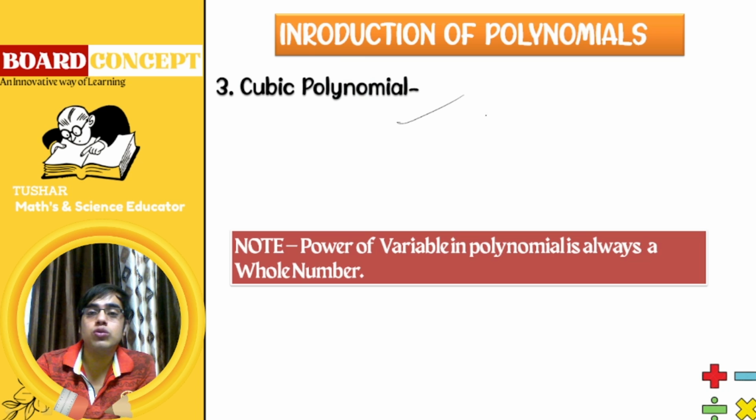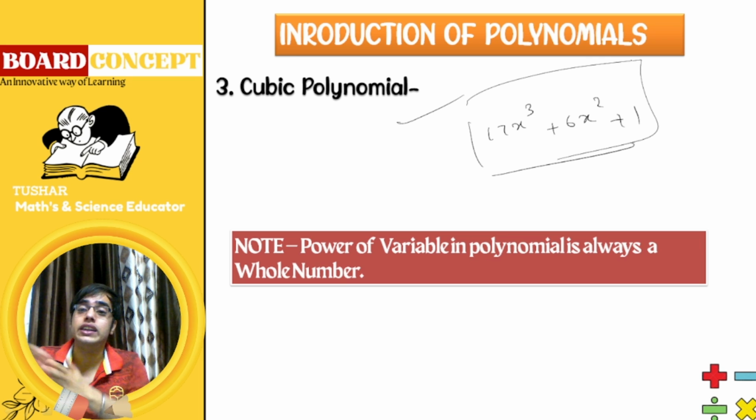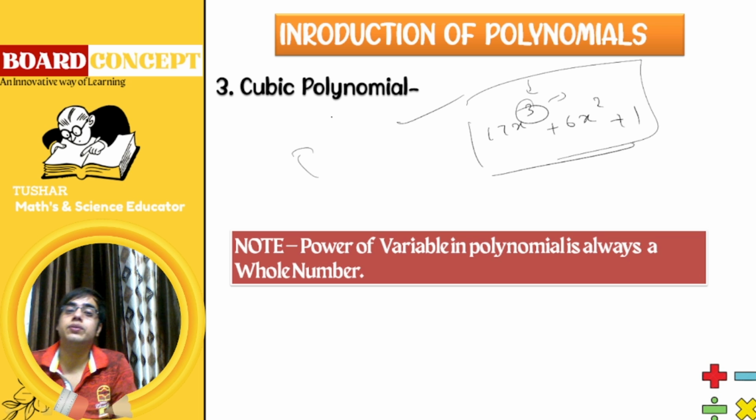Our next one is, what is a cubic polynomial? A cubic polynomial is a polynomial which has highest degree 3. For example, 17x cube plus 6x square plus 1. It has 3 terms, but it is not compulsory that it has 3 terms. It can have more than 3 terms, even more than 5 terms. No problem. What matters is that here the degree is 3, so it is called a cubic polynomial.